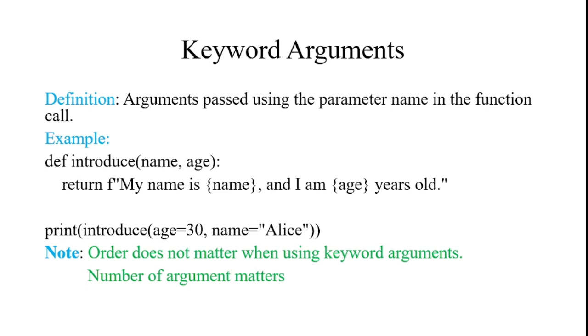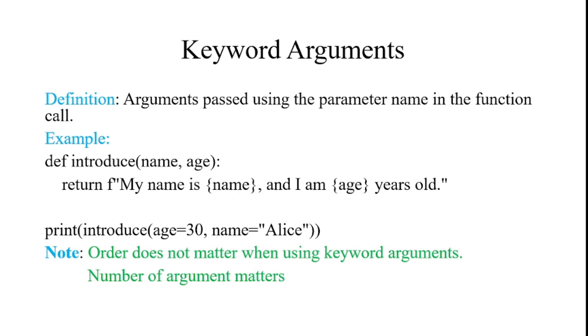and we have passed two arguments. One is the name, second is the age, and this function returns "My name is" whatever name we have passed, "and I am" whatever age we have passed, "years old." Now if we call this function by passing the arguments age=30, name=Alice.